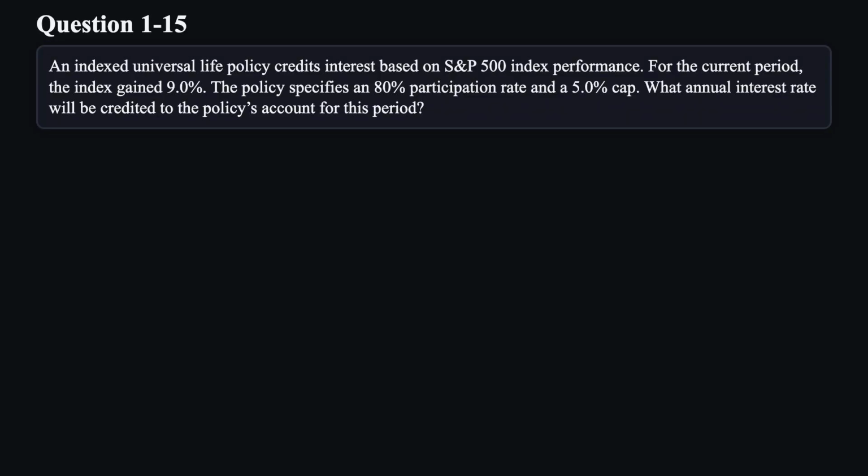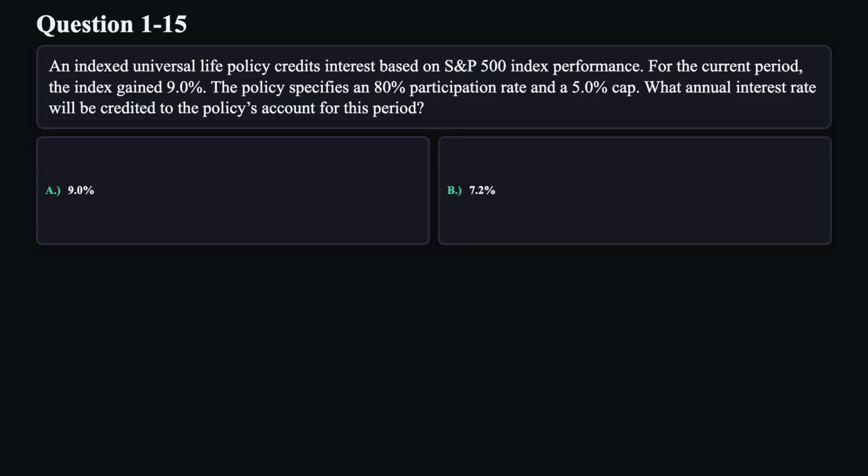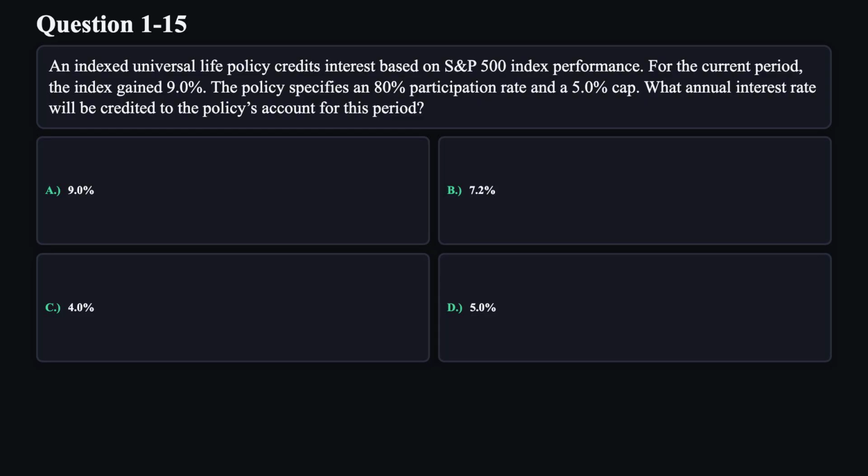Question 15. An indexed universal life policy credits interest based on S&P 500 index performance. For the current period, the index gained 9.0%. The policy specifies an 80% participation rate and a 5.0% cap. What annual interest rate will be credited to the policy's account for this period? A. 9.0%. B. 7.2%. C. 4.0%. D. 5.0%.